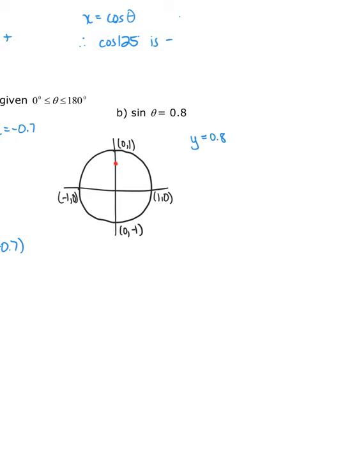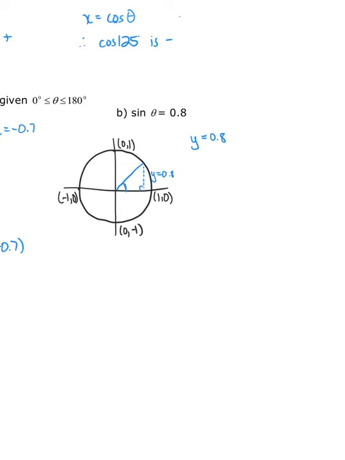So we're going 0.8 up the y-axis, but remember we want to touch the unit circle. So we want to go over here. We want to go 0.8 up and then drop down to the origin. So this is y equals 0.8. So we're looking for this angle inside the right angle triangle from the positive x-axis to the hypotenuse.